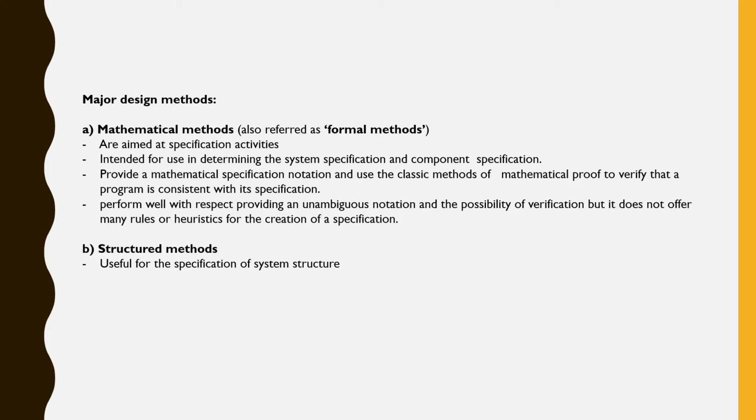There are two major design methods in software design, which are mathematical methods, also referred to as formal methods, and structured methods. Mathematical methods aim at specification activities intended for use in determining the system specification and component specification. They also provide a mathematical specification notation and use the classic methods of mathematical proof to verify that a program is consistent with its specification. Lastly, they perform well in providing an unambiguous notation and the possibility of verification, but they don't offer many rules or heuristics for the creation of a specification.